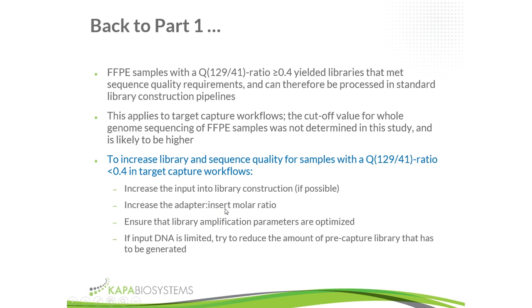And this is one thing that's great about the Hyper Prep kit. The optimized chemistry gives us the opportunity to play with this ratio a lot more than we can with our with-bead protocol. One small thing that we always need to do, make sure that library amplification is optimized. So if you are doing 8 cycles of amplification, make sure that every single cycle of that counts and that we're not over-amplifying and running out of primers. And then if input DNA is really limited and using the Hyper Prep kit, increasing the adapter insert molar ratio, making sure that everything's optimized, if that really just doesn't get you where you need to be with very low quality samples, try to reduce the output of the pre-capture amplification specifically.